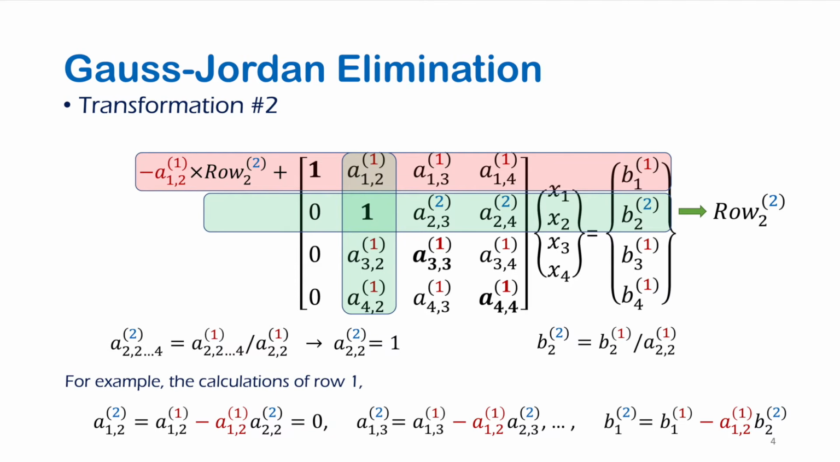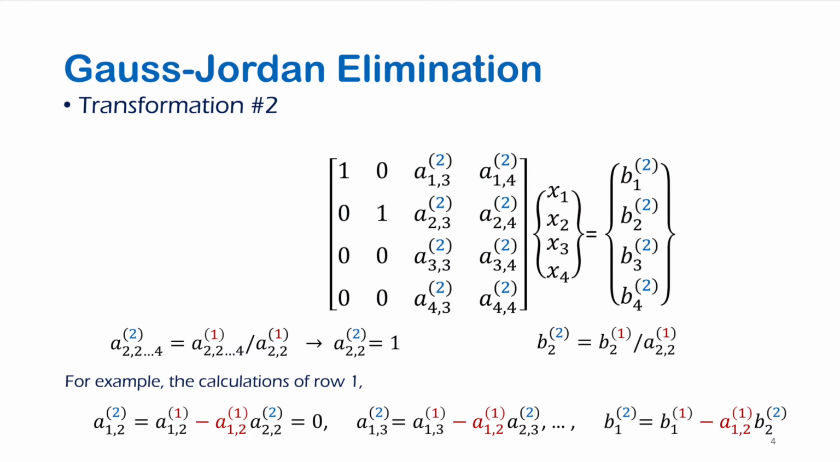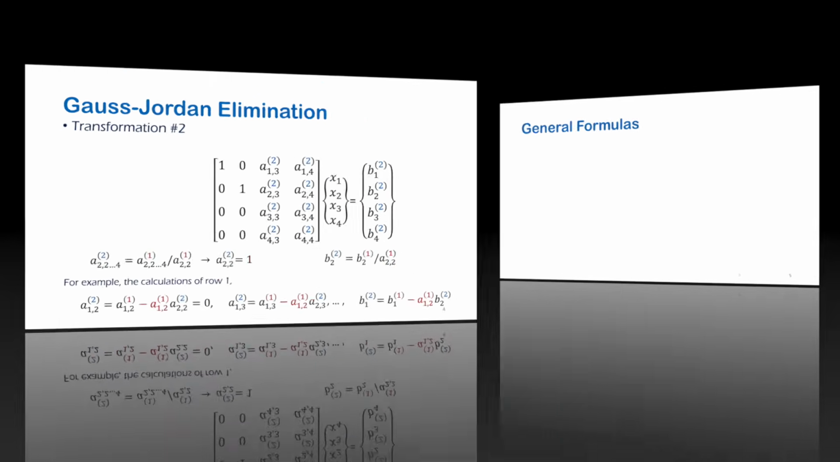Now, in the same way, we apply the same procedure to rows 3 and 4 in order to get the second transformation of the whole system. And in this way, we continue until we get the final transformation of the whole system.